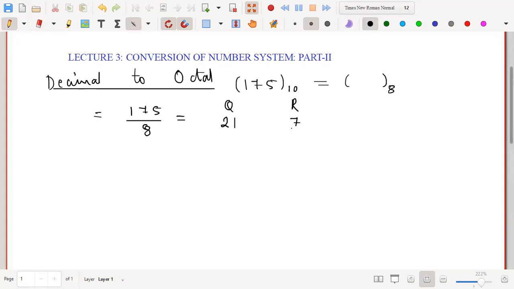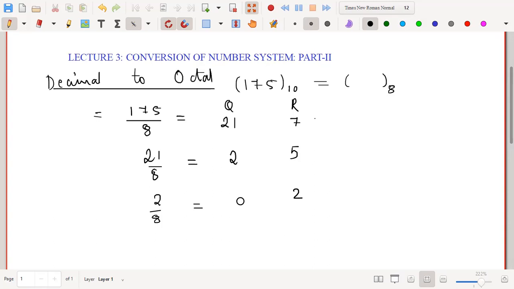Now in the next step, we'll take this 21 and continuously divide by 8. 21 divided by 8. So 8 into how many times? You have 8 into 2 times is 16. Then what is the remainder left here? 5 is the remainder left, and you have the quotient 2. Now you take this 2 divided by 8. You can't divide 2 by 8, so the quotient would be 0 and the remainder would be 2.